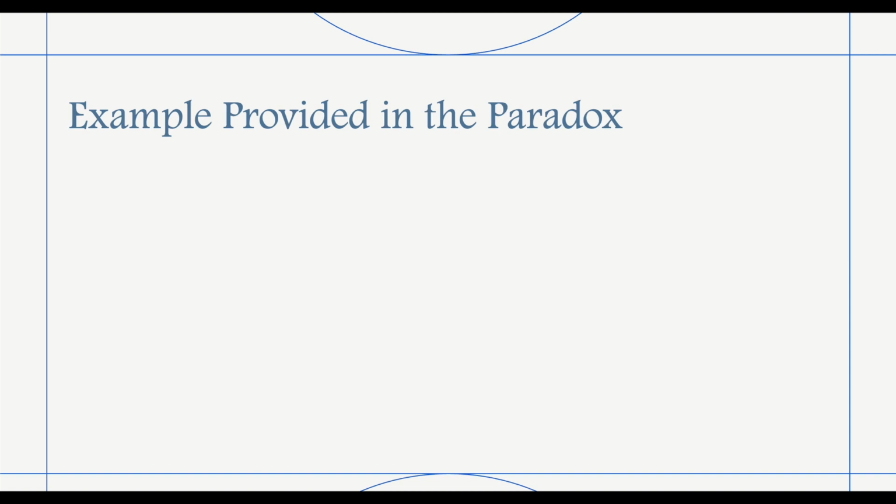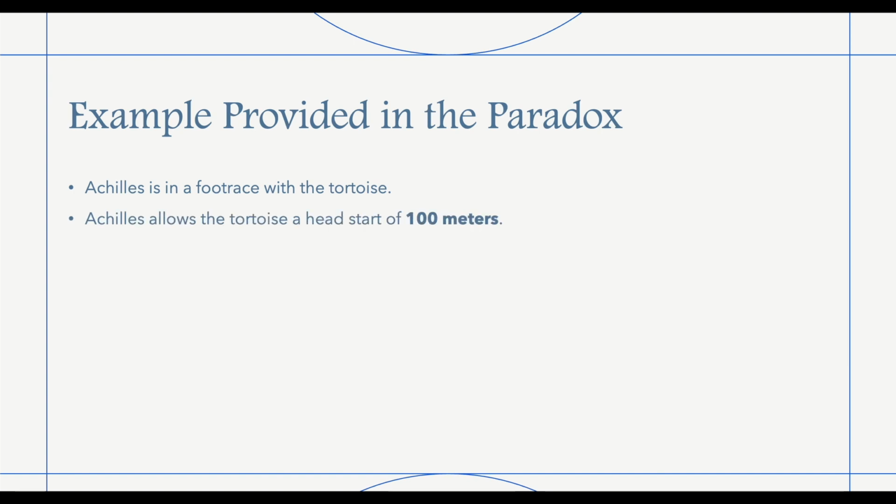So let's go over an example provided in the paradox. We know that Achilles is in a foot race with a tortoise. Obviously, Achilles is faster, and he allows the tortoise a head start of 100 meters. Say that Achilles runs 10 times as fast as the tortoise. Let's see if he can eventually catch up to him.